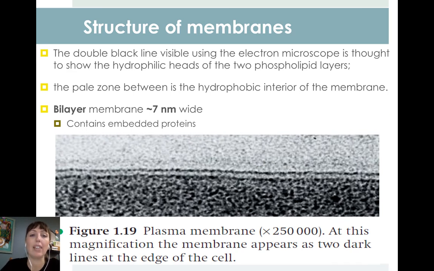The double black line you can see here through this electron microscope is thought to show the hydrophilic heads of the two phospholipid bilayers. Okay, the pale zone between is the hydrophobic interior, and the bilayer membrane is about 7 nanometers wide. Okay, and contains embedded proteins.